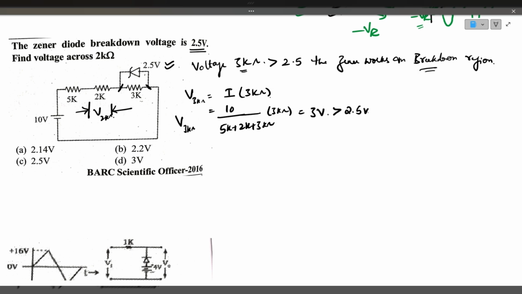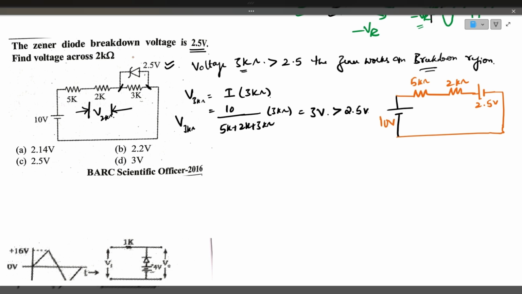So once Zener operates in breakdown region, the circuit looks like this. This is the 10 volts, and this is a resistor 5 kilo ohm, 2 kilo ohm, and this entire circuit can be replaced with 2.5 volts. So this is the new circuit because Zener is operating in breakdown region.